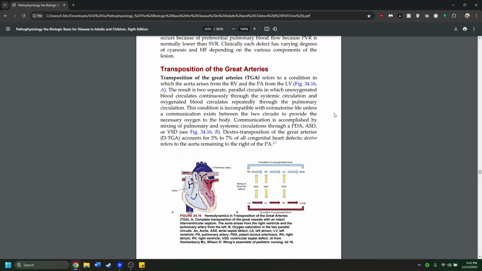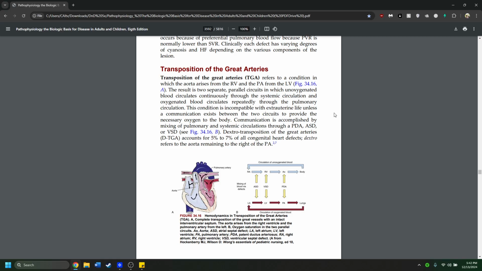Clinically, each defect has varying degrees of cyanosis and heart failure depending on the various components of the lesion. So, the transposition of the great arteries. Transposition of the great arteries, or TGA, refers to a condition in which the aorta arises from the right ventricle and the pulmonary artery from the left ventricle. The result is two separate parallel circuits in which unoxygenated blood circulates continuously through the systemic circulation and oxygenated blood circulates repeatedly through the pulmonary circulation.